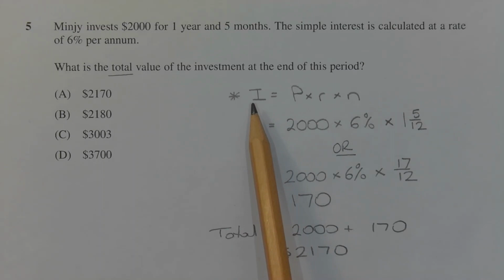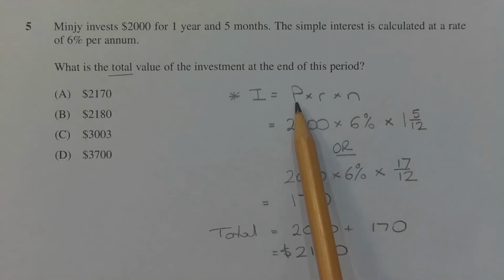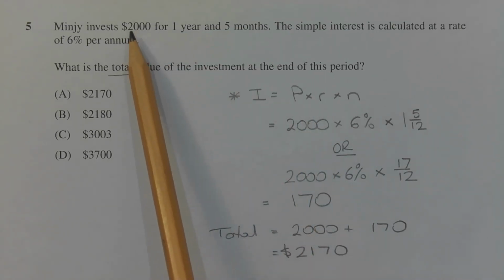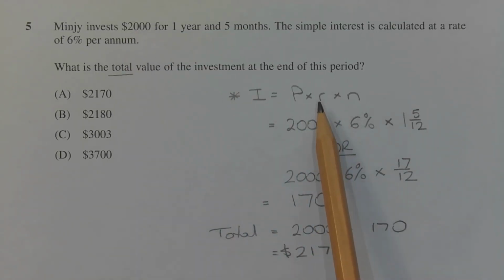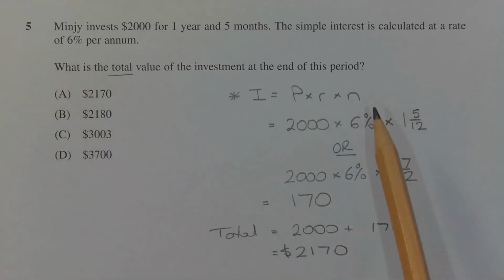So firstly, to work out the amount of interest earned on this investment, I represents the interest earned, P represents the principal, which is $2,000, R represents the interest rate per period, which in this case is 6% per annum. So I'm going to write it as just 6% rather than converting it into decimal. And N represents the number of years in this case.